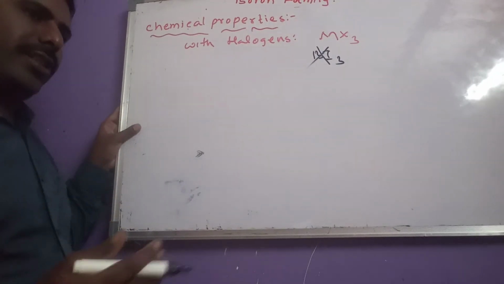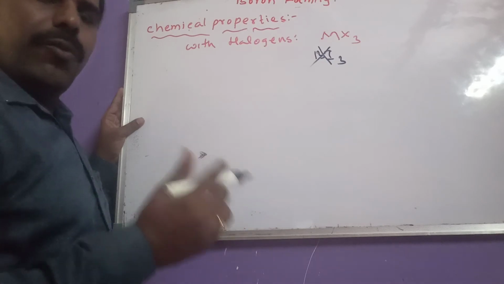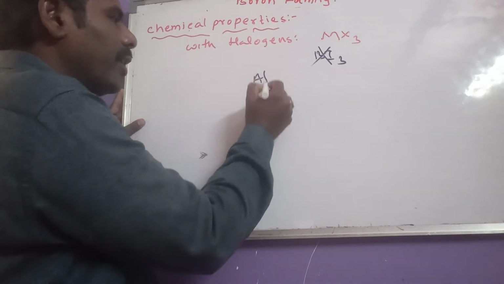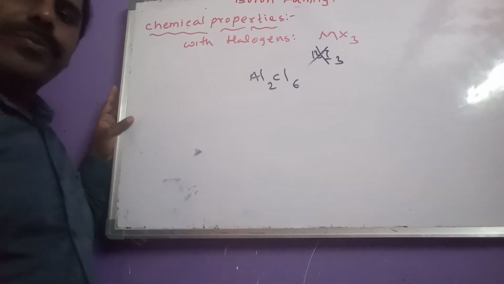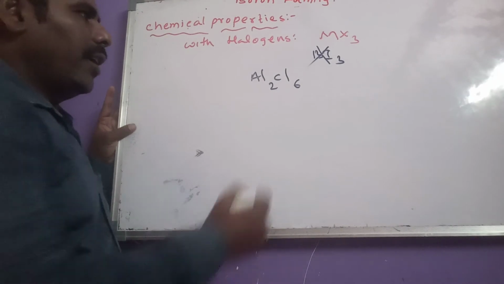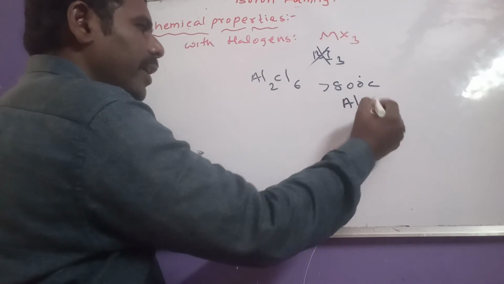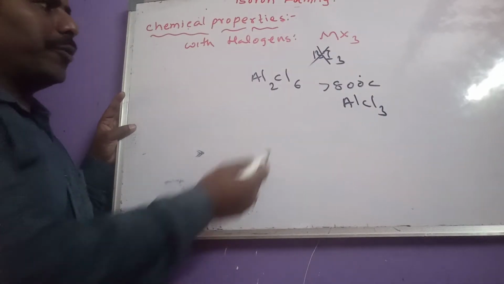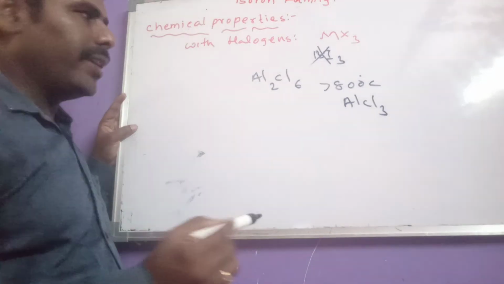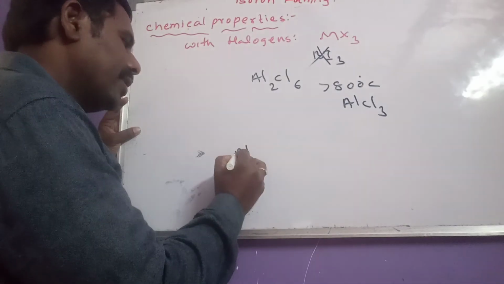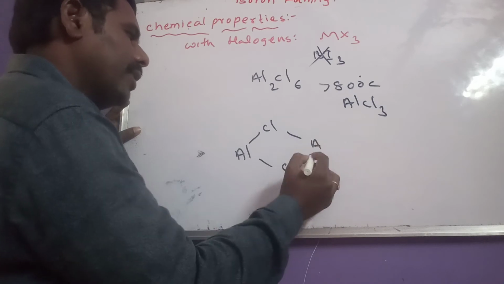Then in this, some important things we have to learn. If you consider aluminium chloride, it exists as a dimer, Al2Cl6. Of course, above 800 degrees centigrade it dissociates into the monomer, but up to that high temperature aluminium chloride exists as a dimer. Let us see the structure of that aluminium chloride. So what is that structure?